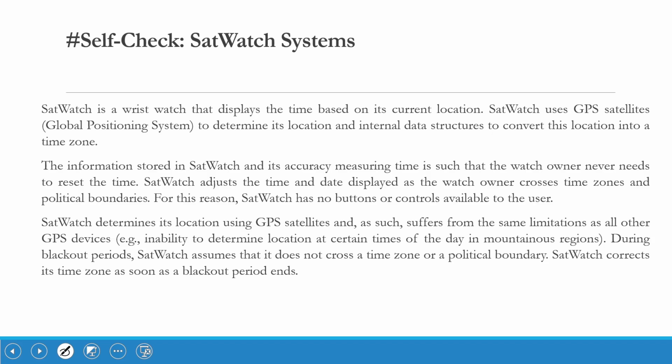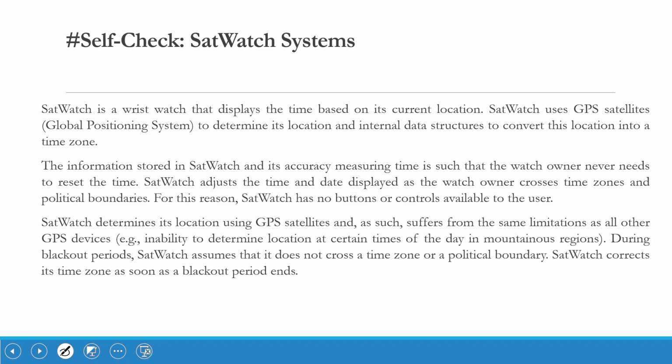SatWatch is a wristwatch that displays the time based on its current location. SatWatch uses GPS satellites, or the global positioning system, to determine its location and an internal data structure to convert this location into a time zone. The information stored in the SatWatch and its accuracy in measuring time is such that the watch owner never needs to reset the time. SatWatch adjusts the time and date display as the watch owner crosses time zone and political boundaries. For this reason, the SatWatch has no buttons or controls available to the user.